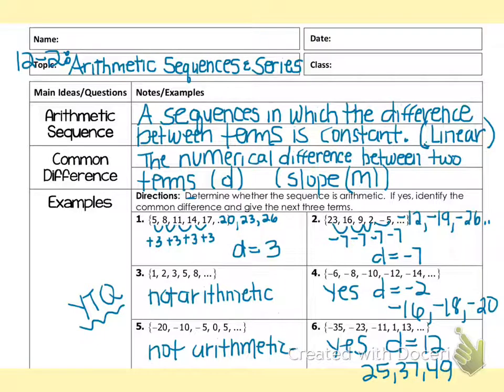So thanks for giving those a try. Number 3 and 5 were not arithmetic, but 4 and 6 were, with the common difference on number 4 being negative 2 and the common difference on number 6 being 12.